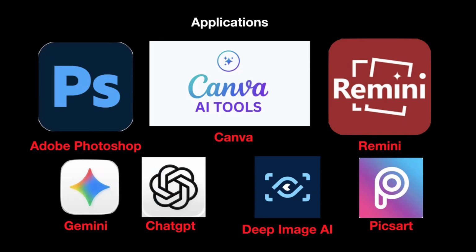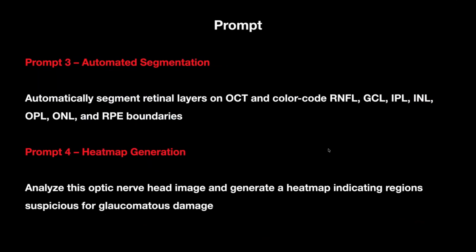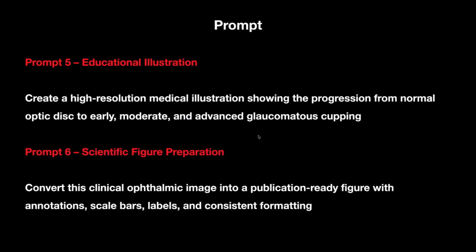Now I'm slowly taking you into advancements: Photoshop, Canva, Gemini, ChatGPT, Deep Image AI and Pixar. These are some of the things I'm going to take you through in the next few minutes, and let's see what all we are going to deal with. Fundus images can be enhanced, OCT denoising can be done, automated segmentation can be done with AI, heat map generation is another one we can do, educational illustration is another one, and scientific figure preparation. So these are the 6 modules that I use in my journey.